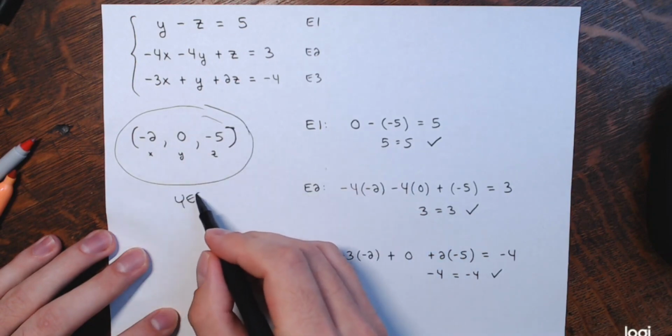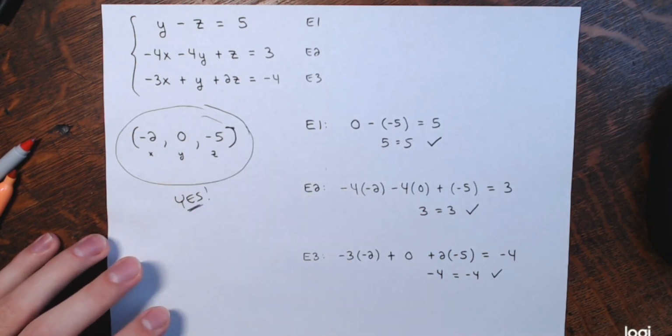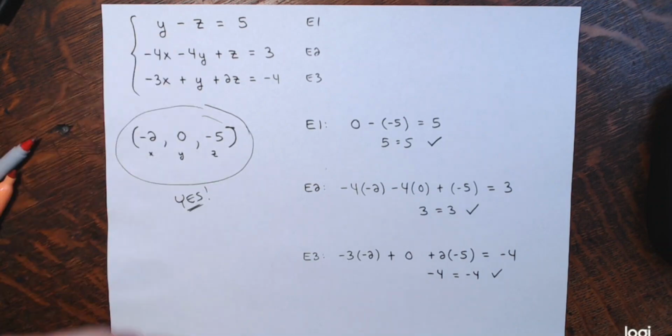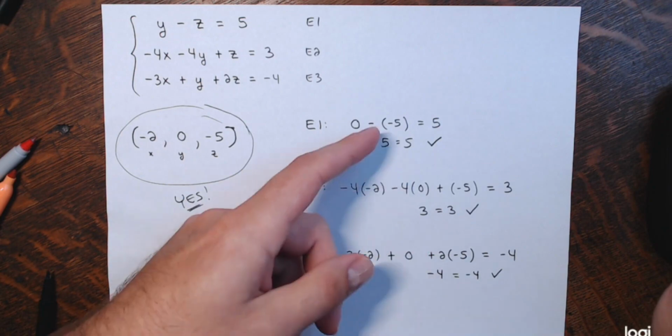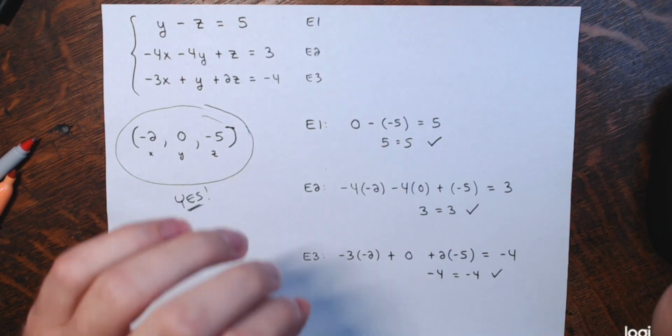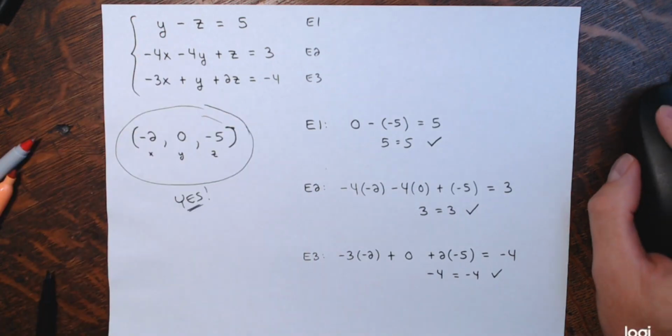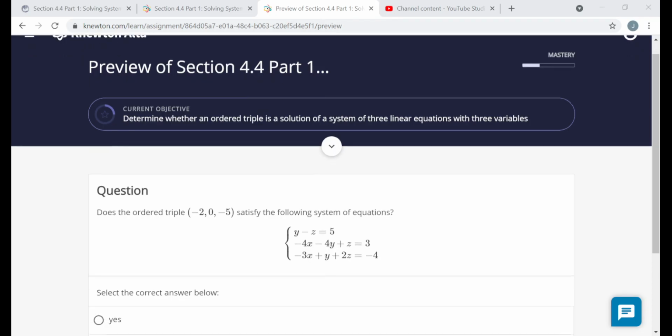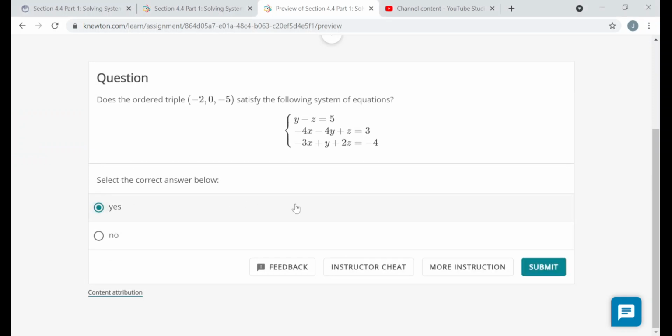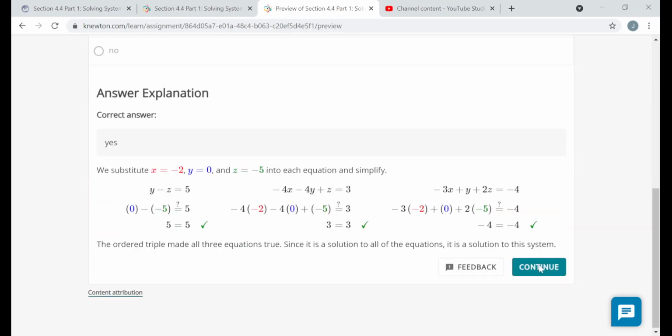So I'll say yes, right? Yes, this ordered triple is a solution of this system, because all the equations are satisfied. And once again, as soon as you find one equation that is not true, then the ordered triple is not a solution, right? But that didn't happen here. So once again, the answer is yes. All right. Next question.